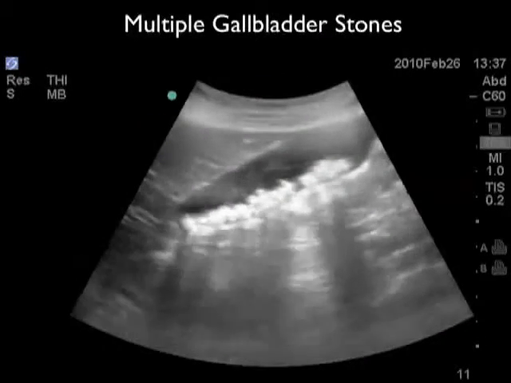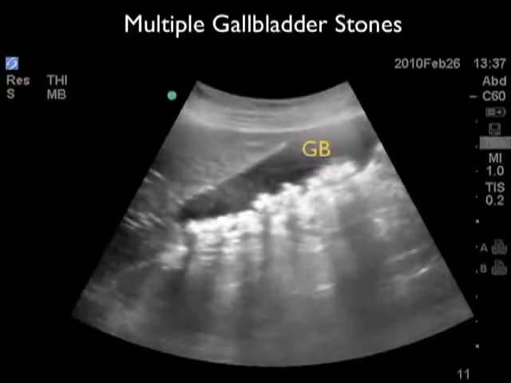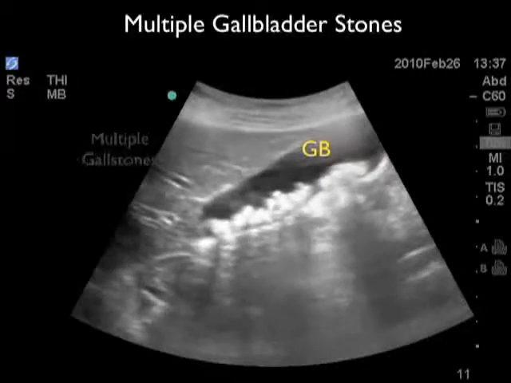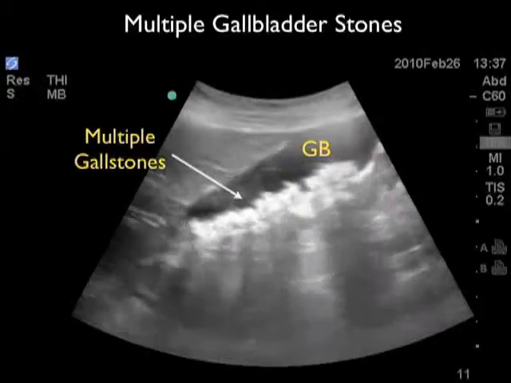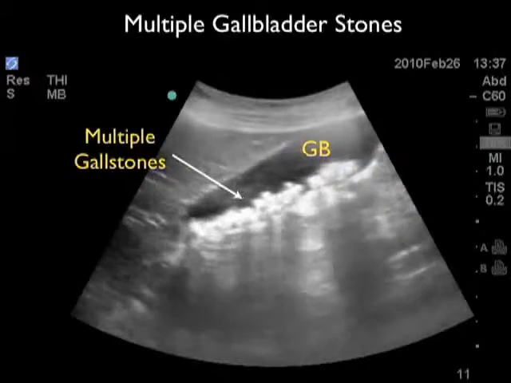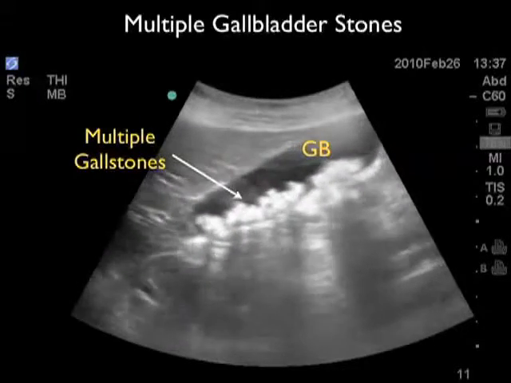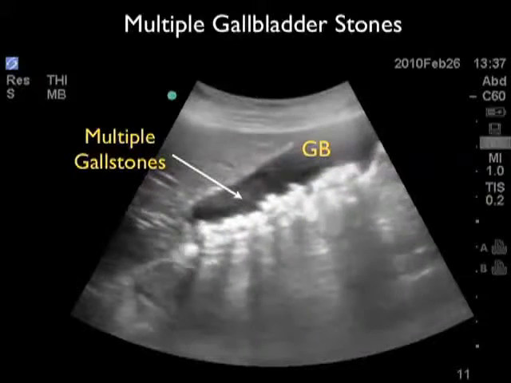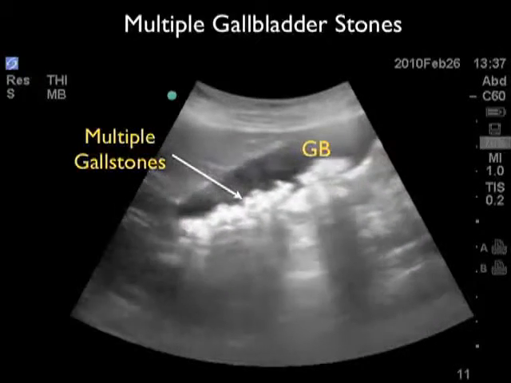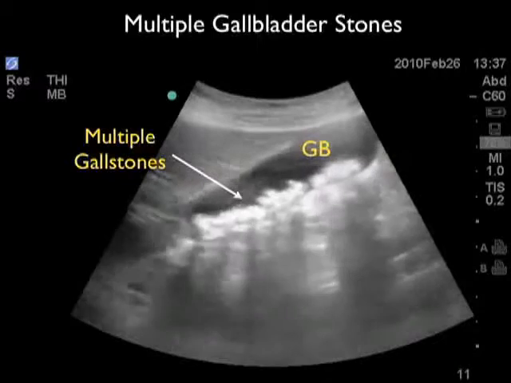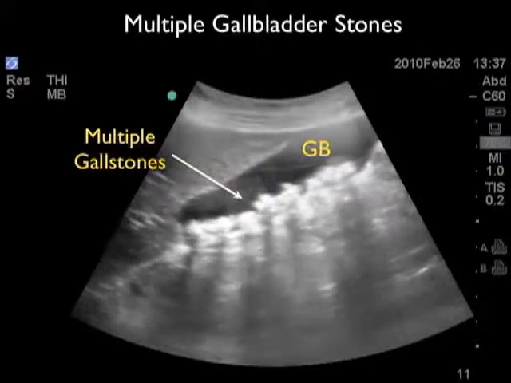Here's an interesting video clip from another patient with acute right upper quadrant pain, and we see a distended gallbladder stretching across the screen here, the fundus located towards the right, and the neck over towards the left. Within the lumen of the gallbladder, we see multiple gallstones layering across the back wall of the gallbladder, and notice that they have almost like a small pea-like type appearance.